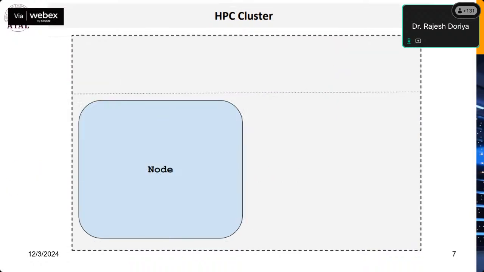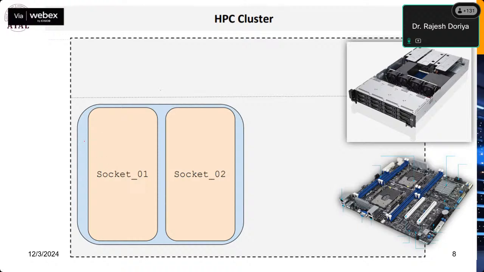If we talk about the formation, as stated earlier, in a node we may have a number of sockets. As you can see in this particular case, in a node we have two sockets. So this is how a particular chipset looks like.